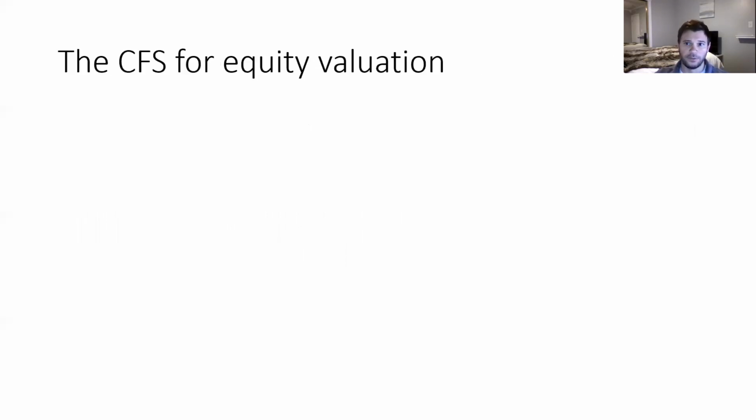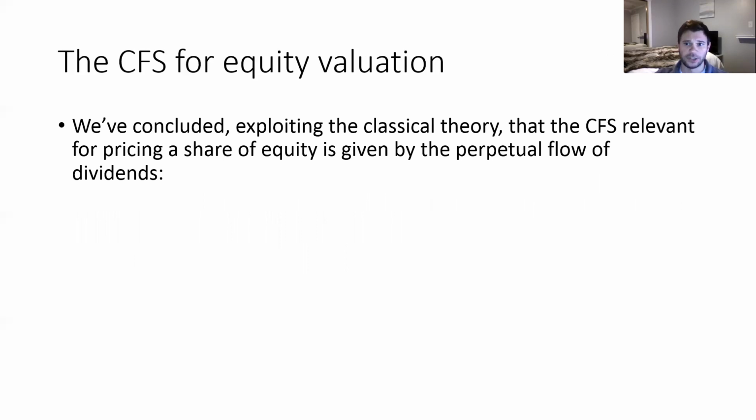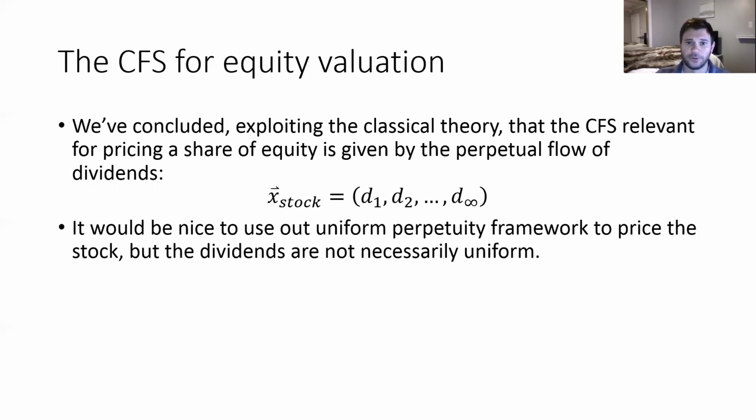So in terms of applying the cash flow stream to equity valuation here, we've concluded the following: if you want to value the stock's cash flow stream, you need to do that by considering this infinite non-uniform stream of dividends. The dividends potentially change every period. It's possible some of them are the same, but it is not like a fixed income security where they have to be at the time of purchase. So it would be really nice to use our uniform perpetuity framework to price the stock, but we're still in this situation where the dividends are not uniform.